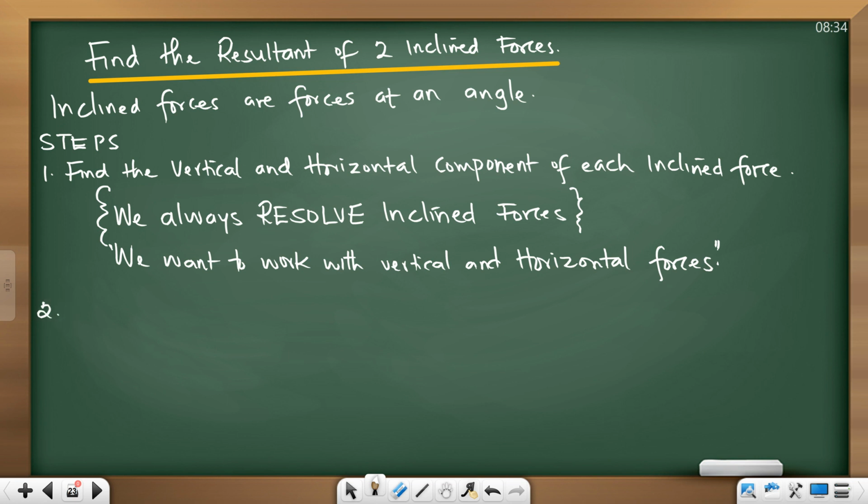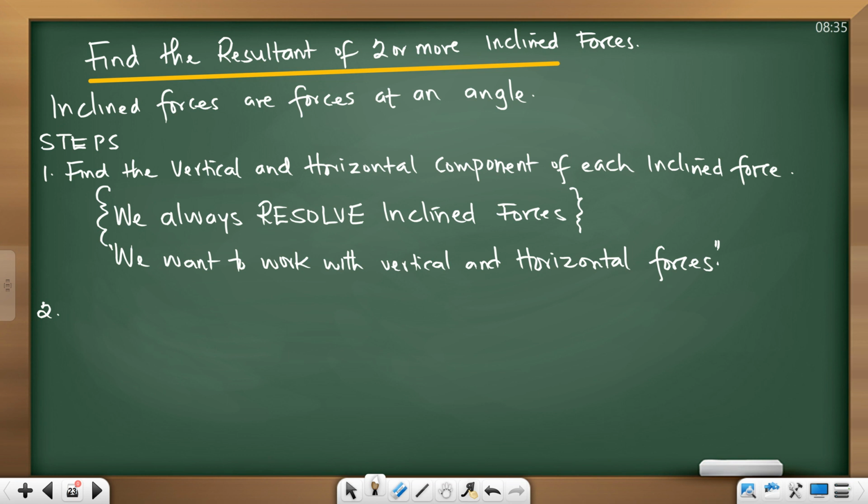Number two. So you guys know how to find components now, right? When you see an inclined force, you find the vertical and horizontal. Now, if there are more than one, two or more, I should have said two or more inclined forces, you find the vertical and horizontal component of each inclined force.